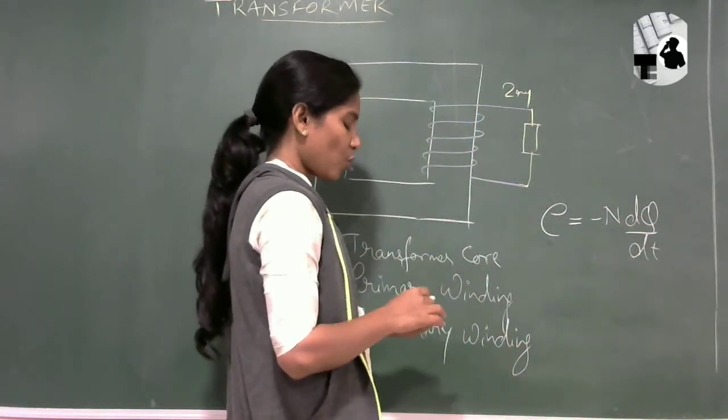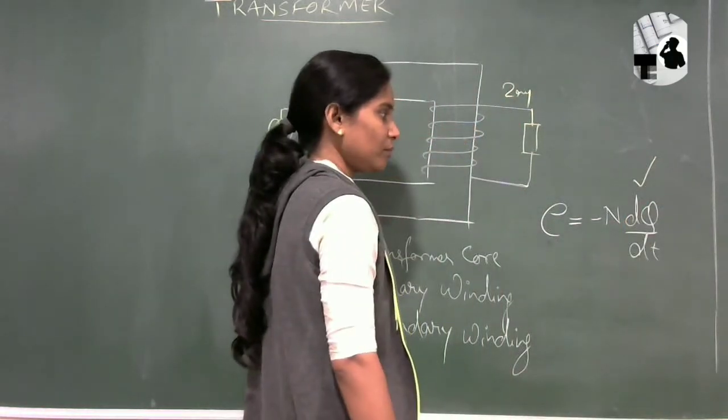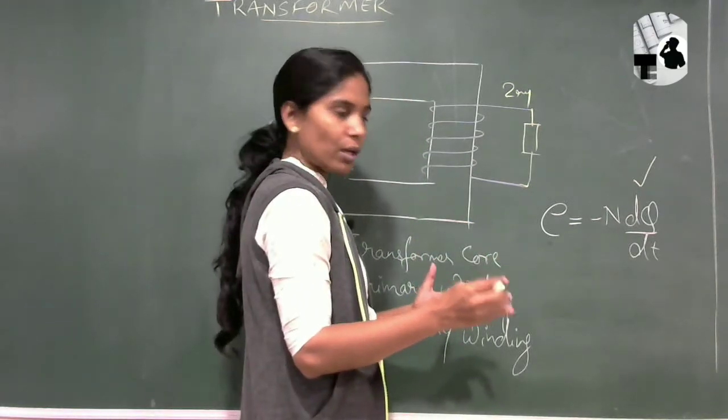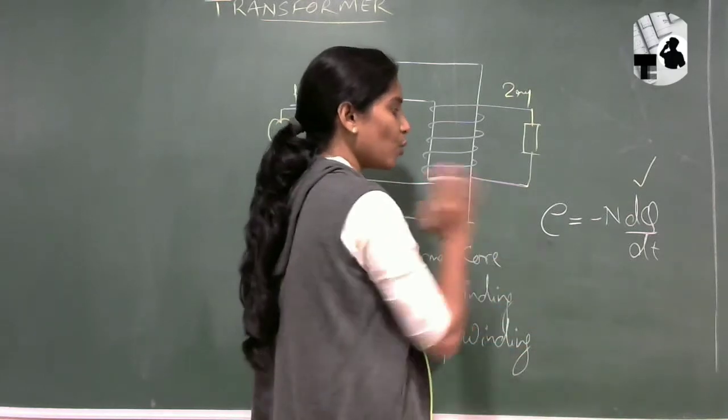What is the important thing here? The important thing is the changing magnetic flux. We are providing a conductor across a magnetic field, and if there is no change in magnetic flux, then there will be no EMF.